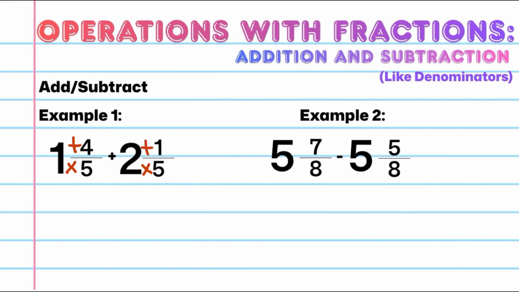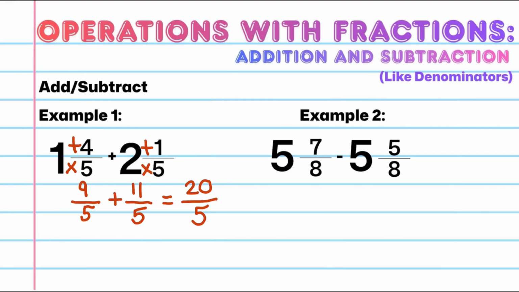So 1 times 5 is 5 plus 4 is 9. And we'll keep our denominator the same. 2 times 5 is 10 plus 1 is 11. So now I have 9 over 5 plus 11 over 5. Again, we're going to add straight across, keep the denominators the same. 9 plus 11 is 20. And we need to simplify our fraction. Well, this fraction is 20 over 5.